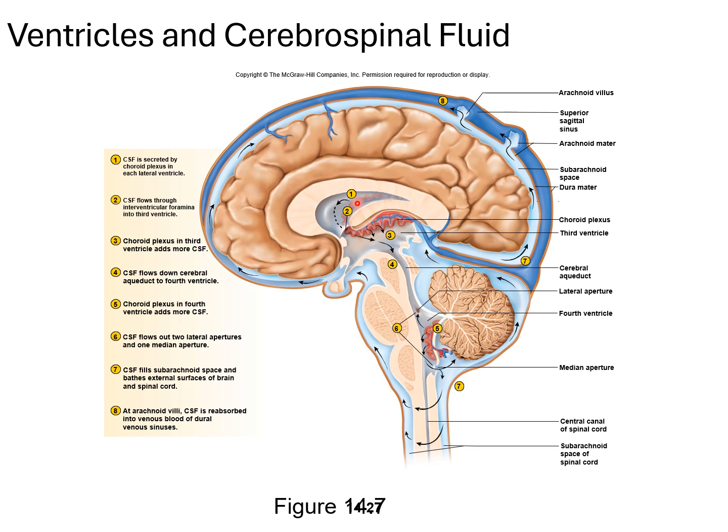Choroid plexus in each lateral ventricle, on the left and right. Then it's going to go into the third ventricle. In the third ventricle, there's more choroid plexus. It's going to add more cerebral spinal fluid. It goes down the cerebral aqueduct into the fourth ventricle. And then down here you can see there's more choroid plexus in the fourth ventricle, so it adds more cerebral spinal fluid.